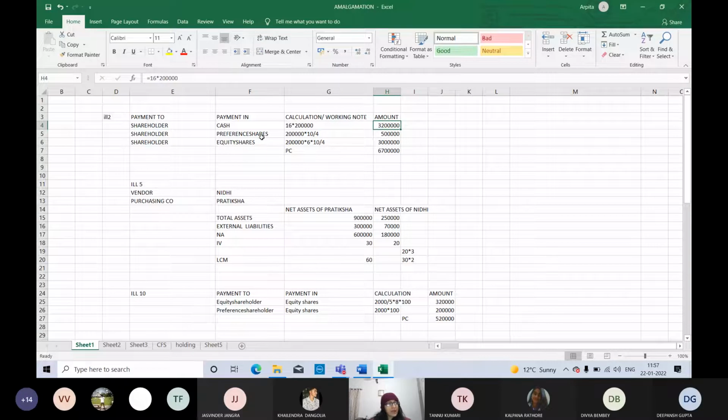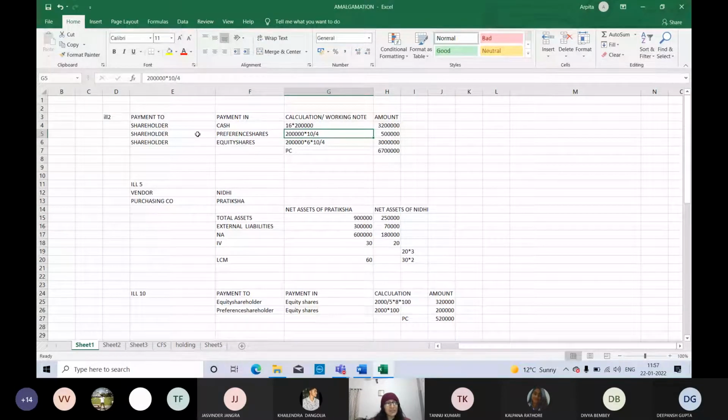Okay. So one line says that payment has to be made in cash. What does the second line say? Allotment of 14% preference shares of 10 each. So this means again I'm going to make the payment to the shareholder. How am I going to make the payment? In preference shares. Now I know how much he's saying.